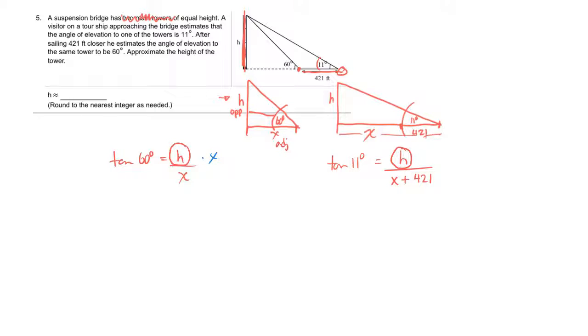I'll multiply both sides by x. So h is going to be equal to x times the tan of 60. And the tangent of 60 from that table that we've memorized is just root 3. Over here, I'll multiply both sides by x plus 421. And so I get h is equal to x plus 421 times the tangent of 11. That's not on my table. Don't have that memorized. Okay, let's figure out what the square root of 3 is.